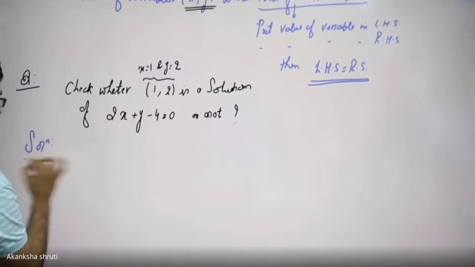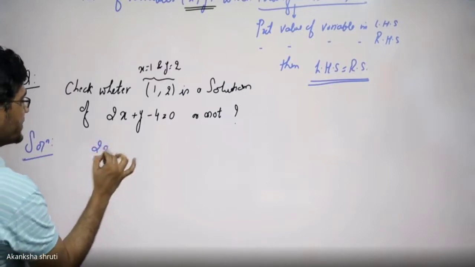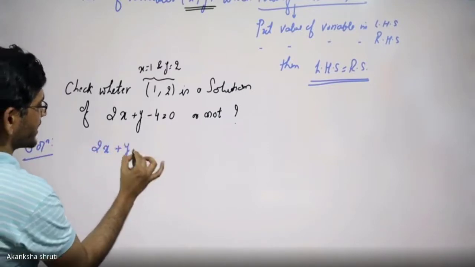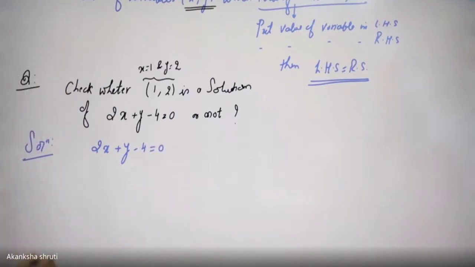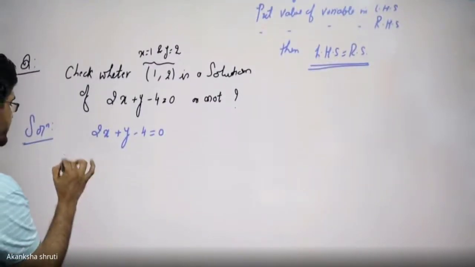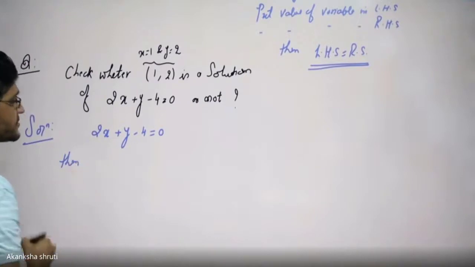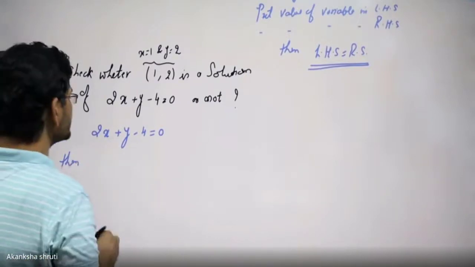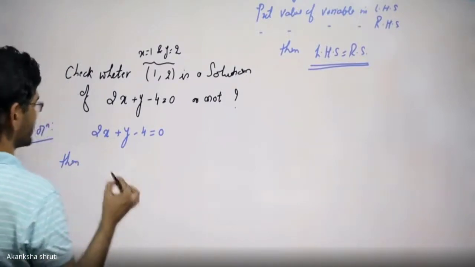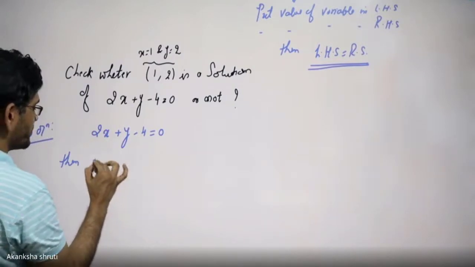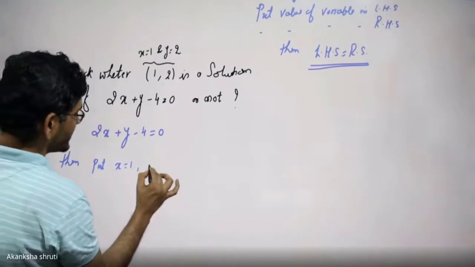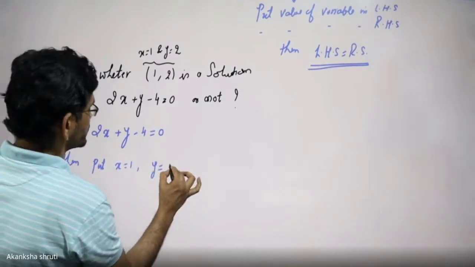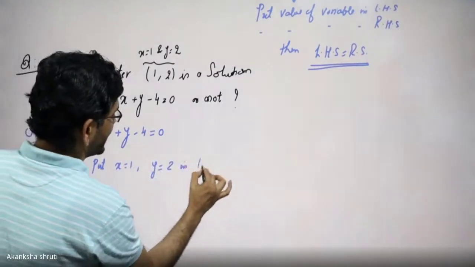For checking that, first we need to take the equation. It is 2x plus y minus 4 is equal to 0. This is the equation. Then, students, whatever values are given, we have to take those. Then we need to put x is equal to 1 and y is equal to 2 in the LHS of this.